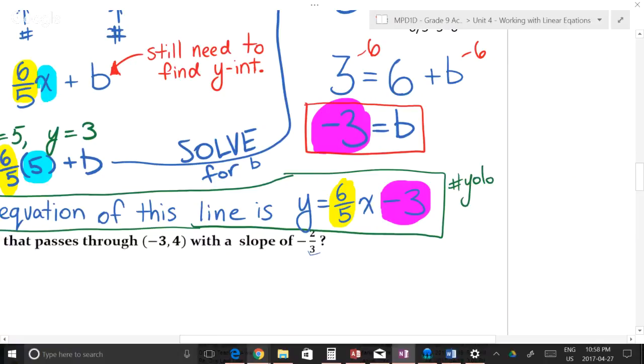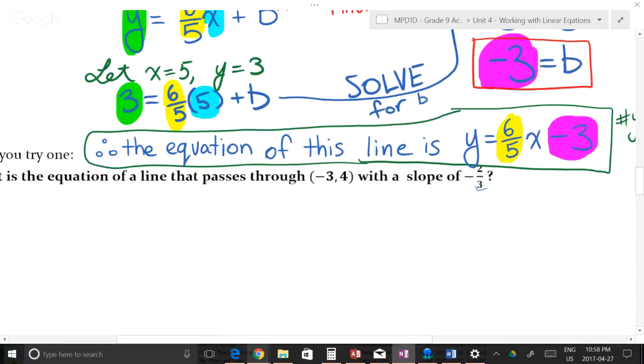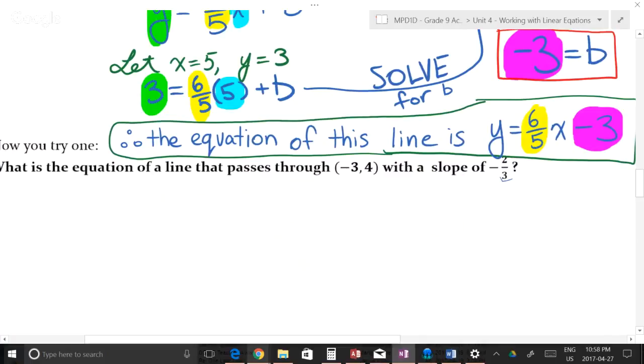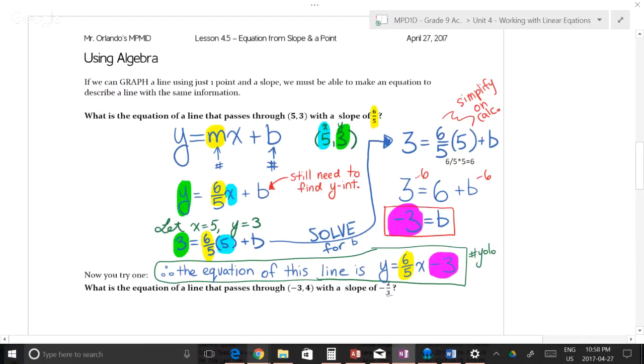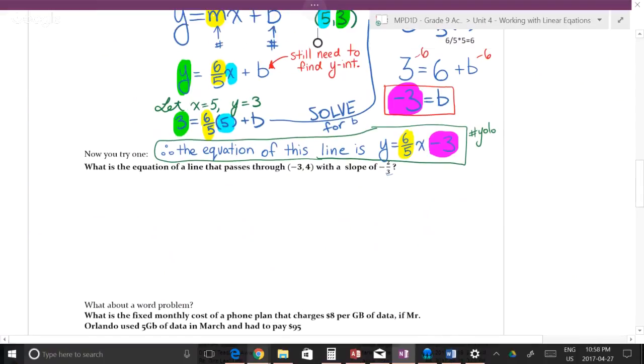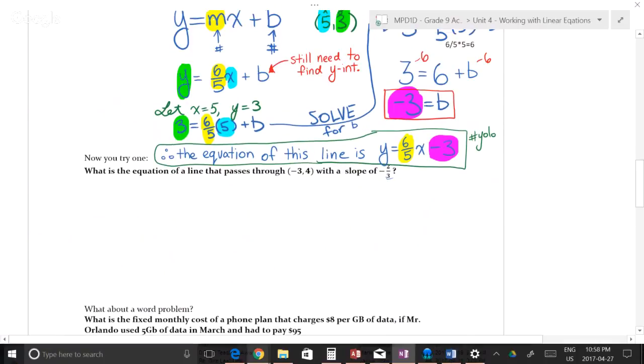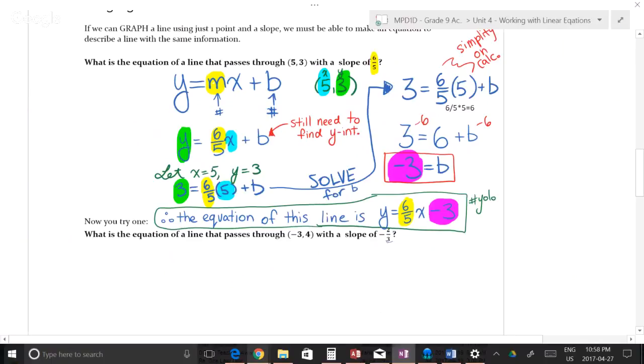Okay, so I want you to try this next one. And it's the exact same steps, the exact same process. So you go ahead and try it. I'm going to join in. Okay, so I'm assuming that you guys have chilled out and done this without me.